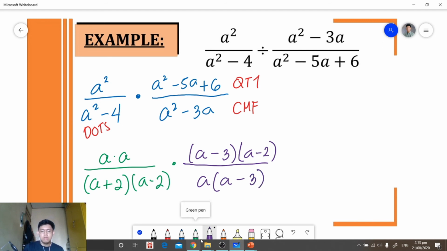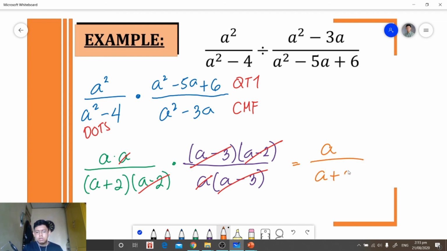Okay, then let's apply cancellation. So let's cancel all common factors that are present in our numerator and our denominator. A minus 2 cancel, a minus 3 cancel. We can cancel one of the a's. And then let's multiply numerator by numerator, denominator by denominator. So we will have a over a plus 2. And that will be our final answer.